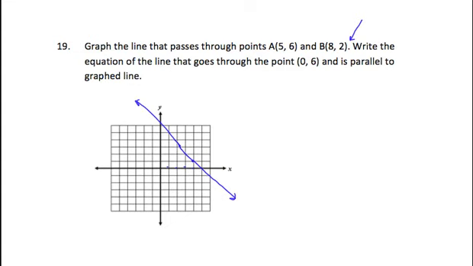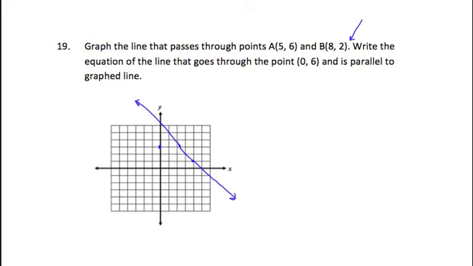All right. Now I want to write the equation of the line that goes through the point (0, 6) and is parallel to this graphed line. So the point (0, 6): 0 in the x direction, but then I want to go up 6. So 2, 4, 6. So there's the other point of my graphed line there. And again, I'll get rid of some of this stuff here. So now I want to write the equation of the line that's parallel to this one that I've already got graphed, going through this point (0, 6).